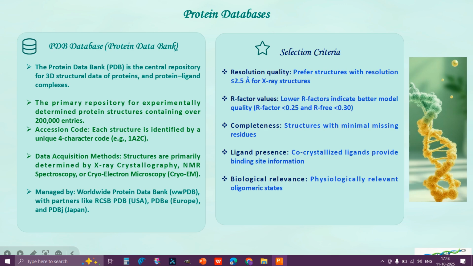Now these protein structures are determined by different experimental methods like X-ray crystallography, NMR spectroscopy, or cryo-electron microscopy, or they can be identified with a combination of these three experimental methods, or each can individually determine the structures. Okay, now there is the selection criteria.